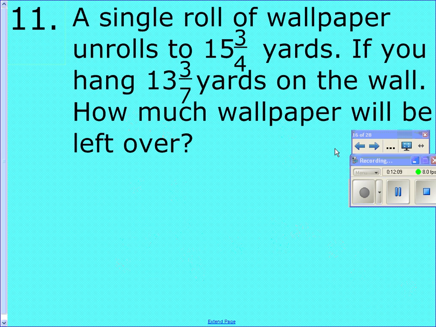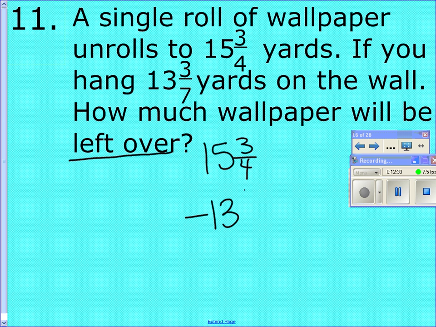Try this one on your own. You can pause the video and then check it whenever you are done. It says a single roll of wallpaper unrolls to 15 3/4 yards. If you hang 13 3/7 yards on the wall, how much wallpaper will be left over? If you want left over, you're going to be subtracting 15 3/4 minus 13 3/7.